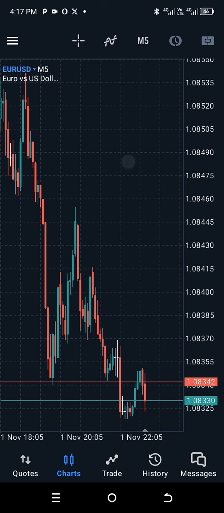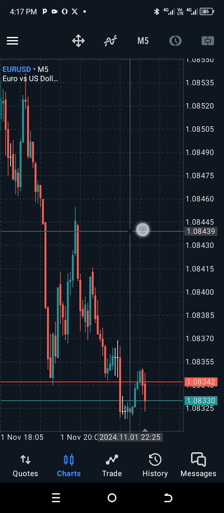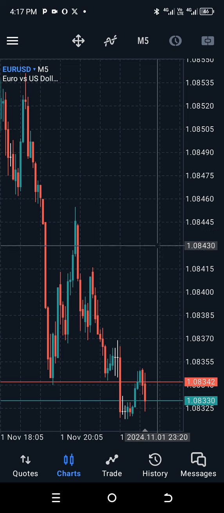Now let me give us an example of the pip. At this very point, you'll notice that we have a figure being read out here: 1.08430. Moving upward, then we have 1.08409. All you have to do is subtract the last two figures at the bottom from the last two figures upward, and you'll be able to get the movement in pips, from the region you entered to the region you exited the trade.